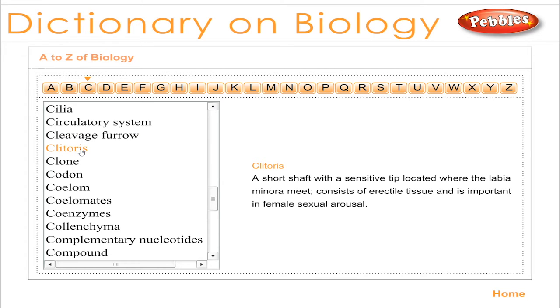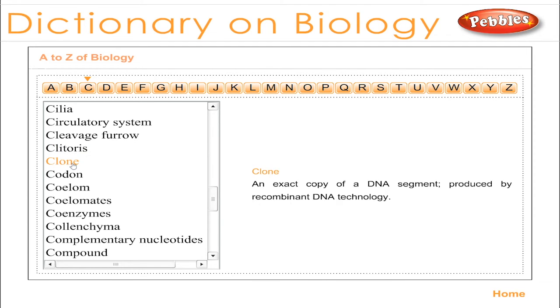Clitoris, a short shaft with a sensitive tip located where the labia minora meet, consists of erectile tissue and is important in female sexual arousal. Clone, an exact copy of a DNA segment produced by recombinant DNA technology. Codon, a sequence of 3 nucleotides in messenger RNA that codes for a single amino acid.